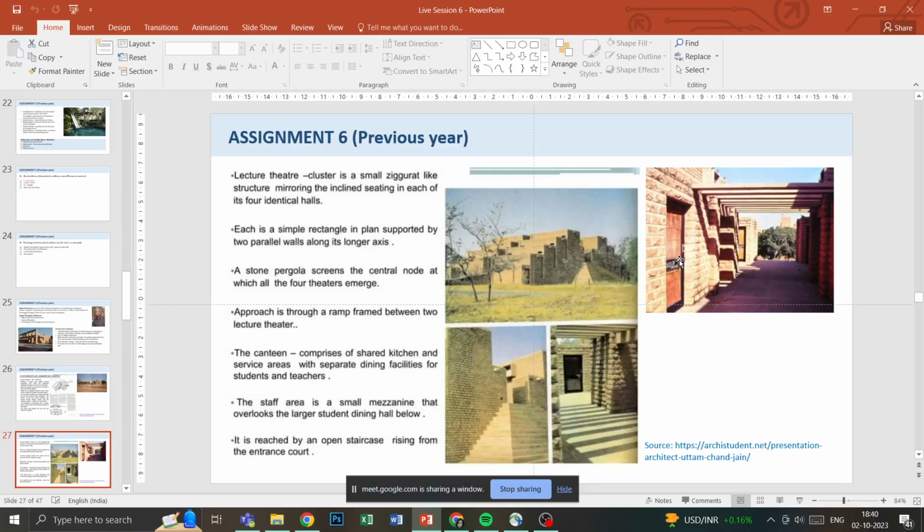Each is a simple rectangle in plan supported by two parallel walls along its longer axis. A stone pergola screens the central node at which all the four theatres emerge. Approach is through a ramp framed between two lecture theatres. The canteen comprises a shared kitchen and service areas with separate dining facilities for students and teachers. The staff area is a small mezzanine that overlooks the large student dining hall below. It is reached by an open staircase rising from the entrance court. And there is also the use of stone beam or stone pergola, if you can see in the image on the right.